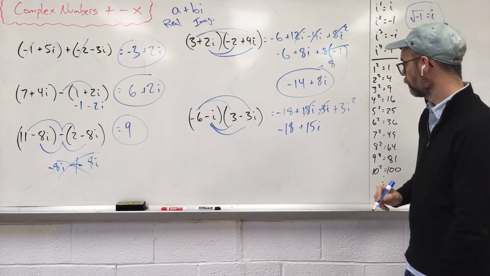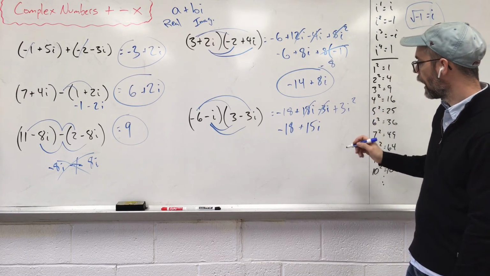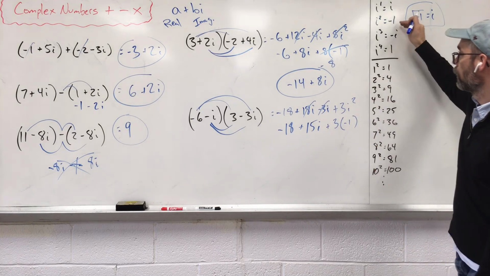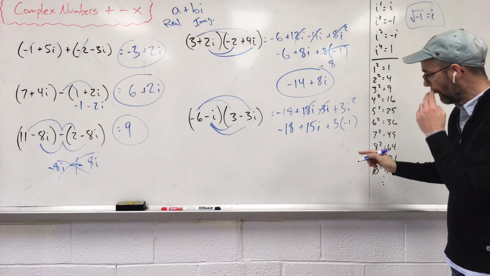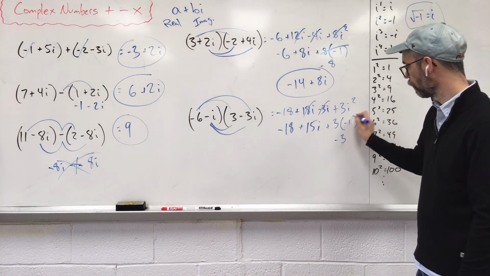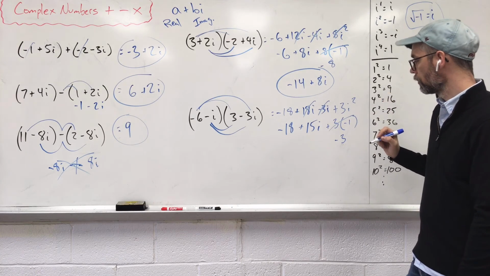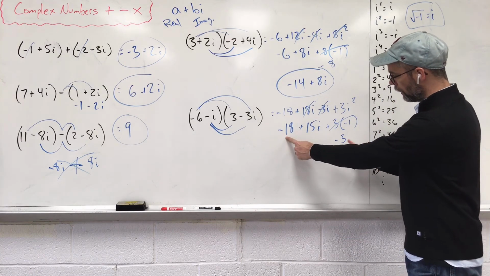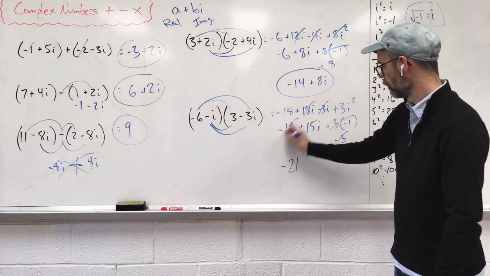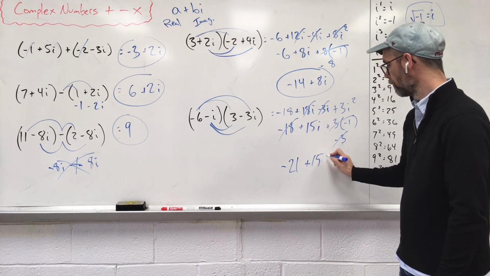-18 can come down. Whenever we see i squared, we're going to change that to a -1, like what we have up here. 3 times -1 is going to give us a -3. So now I want to combine negative 18 and negative 3 to give us negative 21 plus 15i.